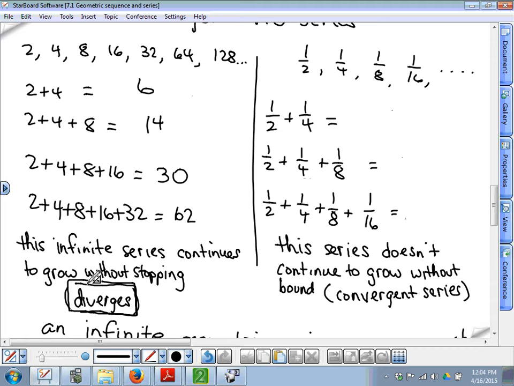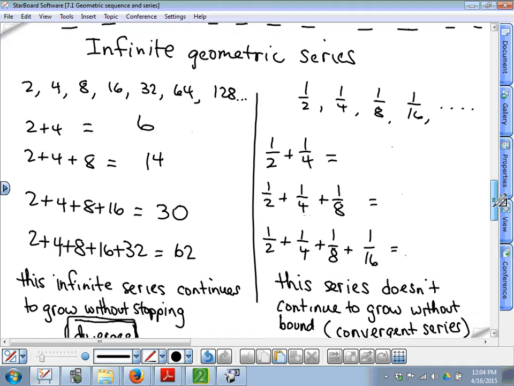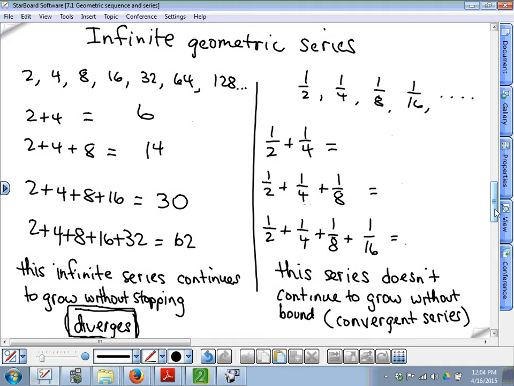The sum grows and grows and grows. That's called a divergent series. That's a word you will have to know for your homework and for the test. This infinite series continues to grow without stopping. That's known as a divergent series.